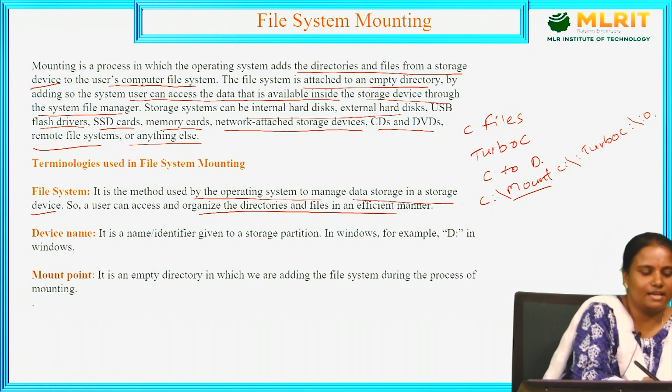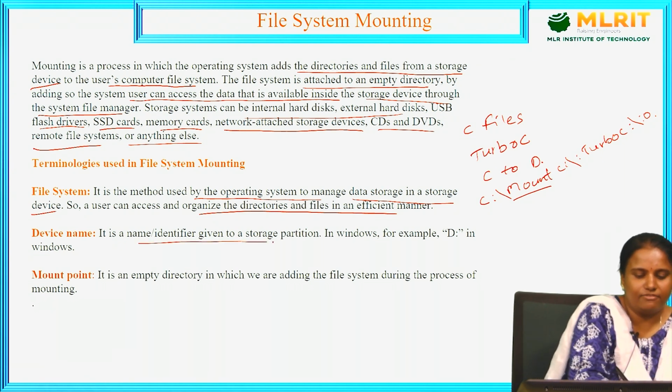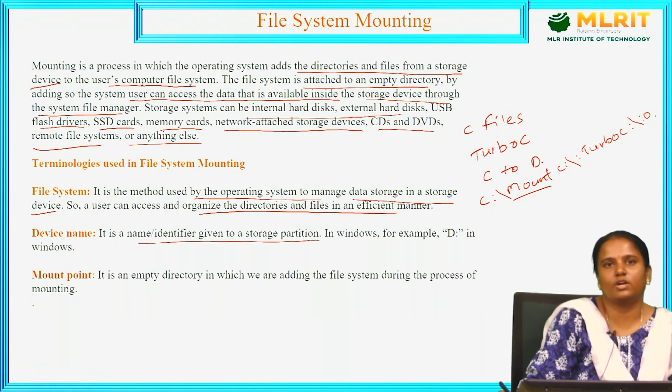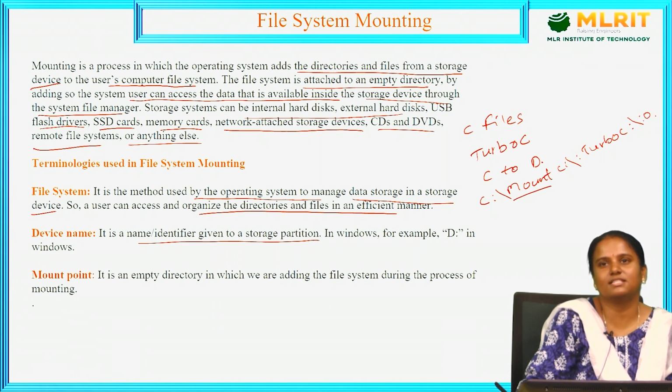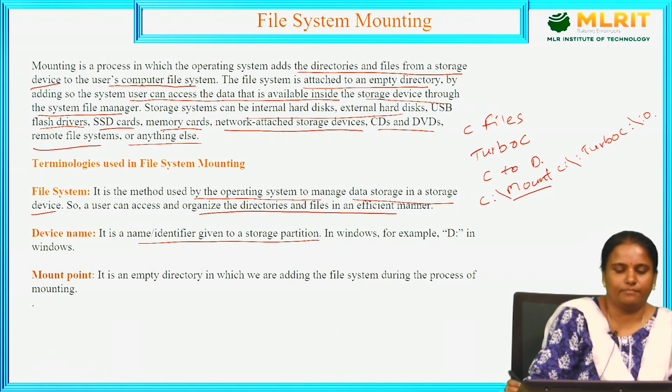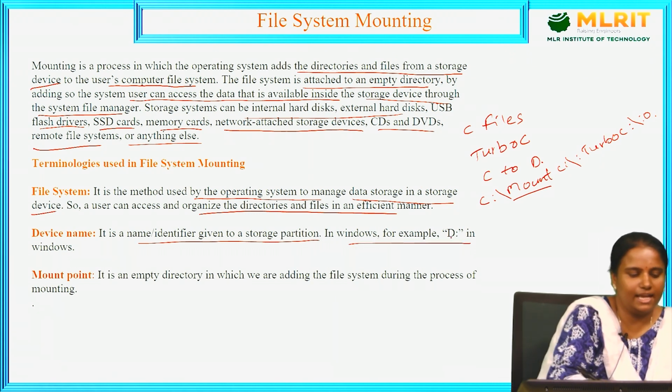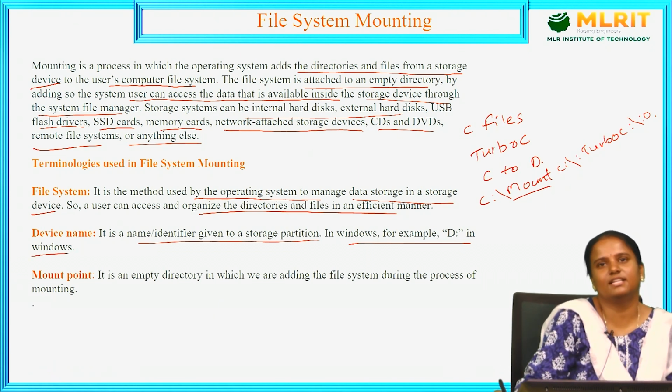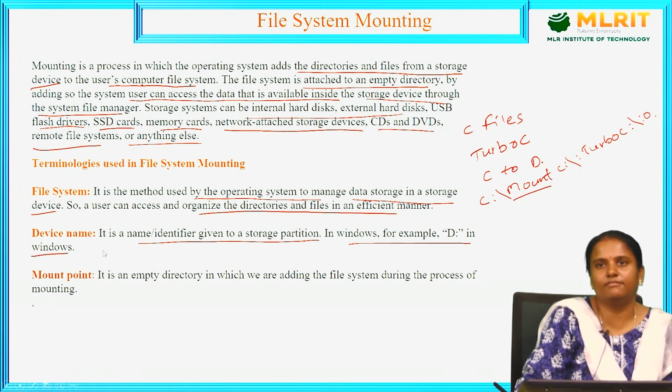Next, device name. It is a name or identifier given to a storage partition. So device name is nothing but giving the name for the particular storage partition wherever we require a name or identifier. For example, D in Windows.